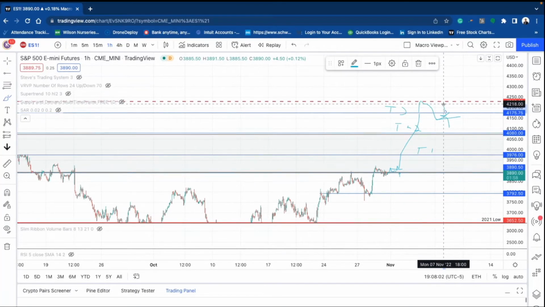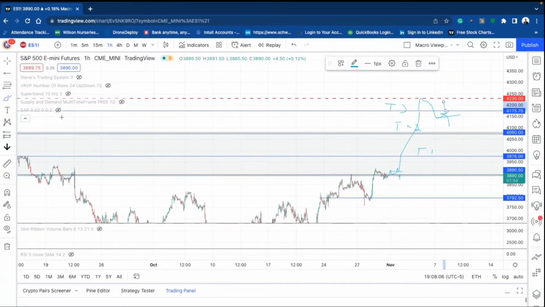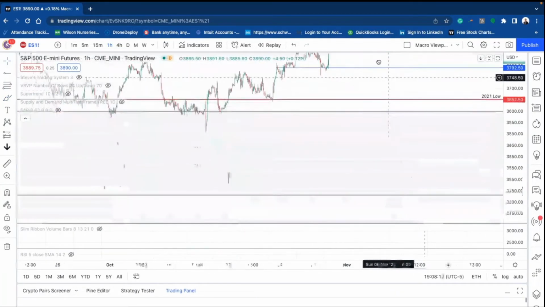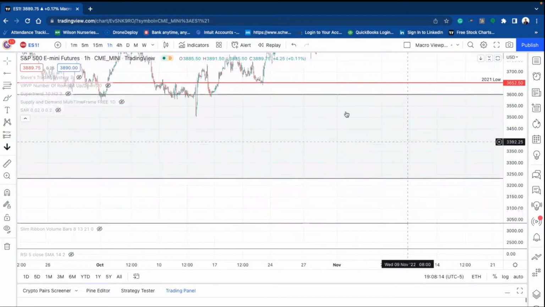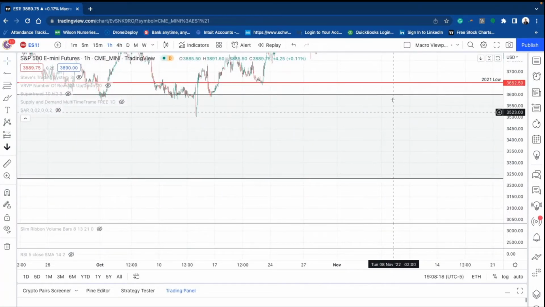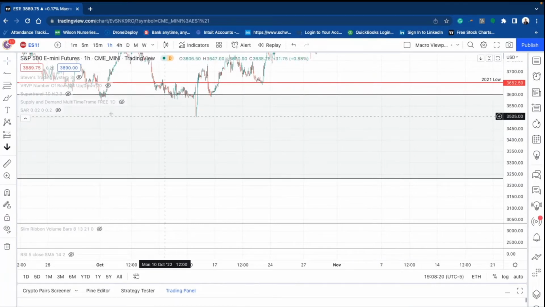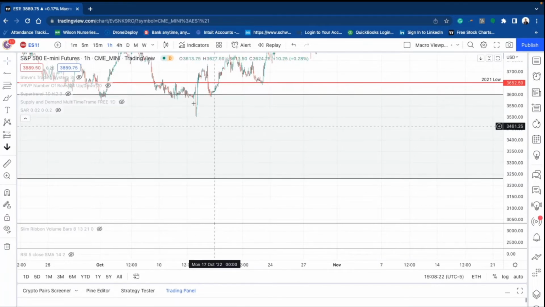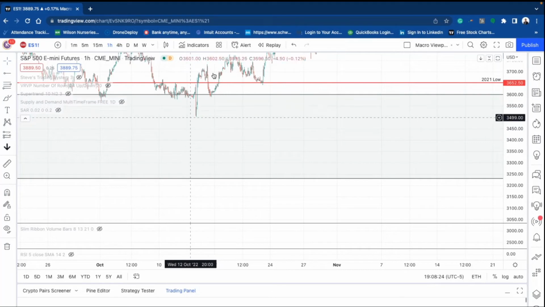And in all reality, we'll probably create new lows, and we will most likely fill in some of this demand here between 3,250 and 3,600. We'll probably clean out some of these lows, and we got a stop hunt right here before a big move up.